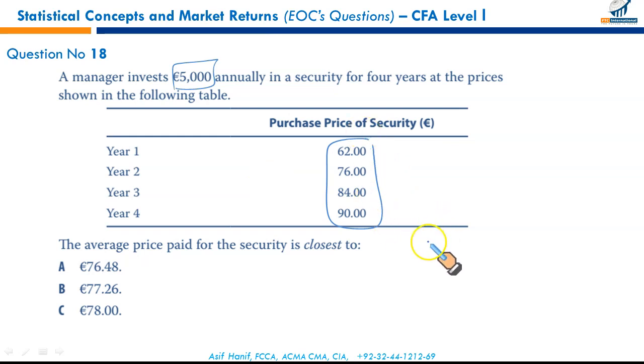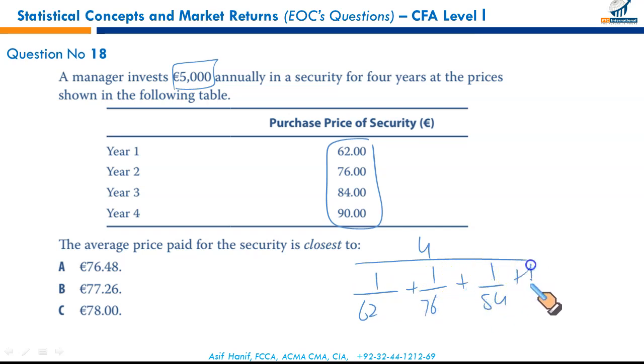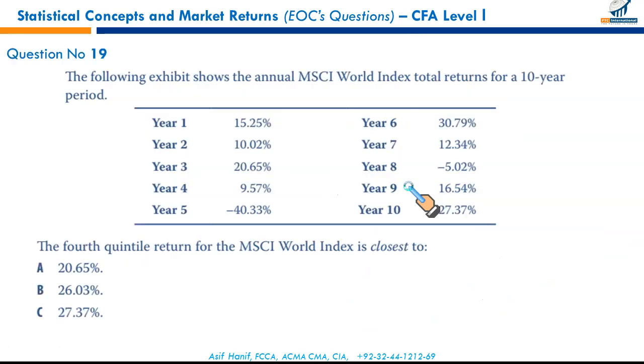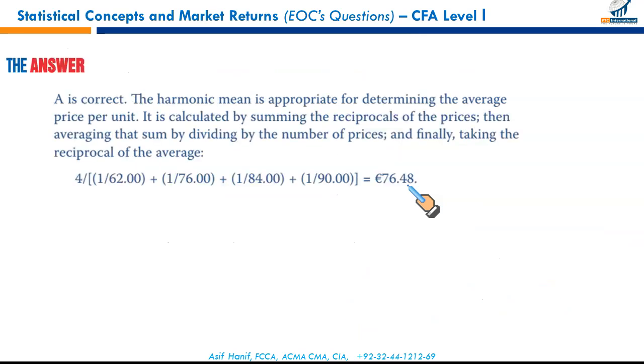And how do we use it? There are 4 numbers: 4 upon 1 upon 62 plus 1 upon 76 plus 1 upon 84 plus 1 upon 90. You can use the inverse function, and once calculated, divide 4 by the result and it will be 76.477. It's simple arithmetic. You just have to identify which mean was appropriate. Remember, when security prices are involved, harmonic mean is appropriate. For appropriate determination of average prices per unit, you should use harmonic. So that makes A the correct option. See, he has used harmonic mean.